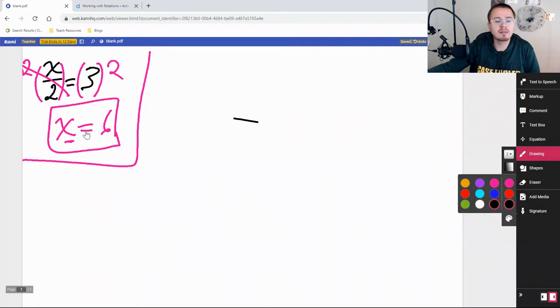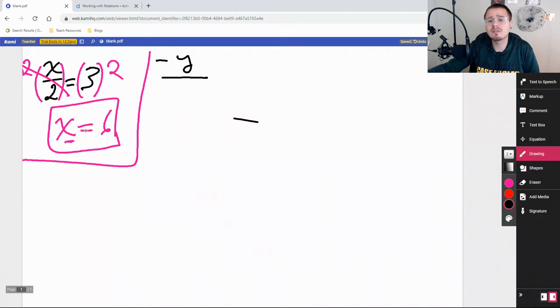Let's go back to the black. Let's do a negative number in case you guys are a little iffy on that. Let's do y this time. You can use different letters. It's okay. Say I got negative y divided by 3.